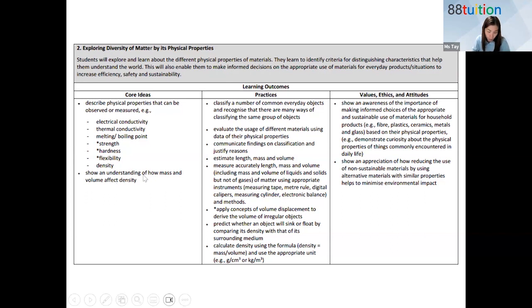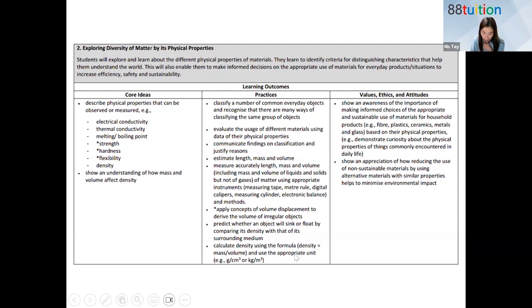So after that, you also need to learn about density. Okay, in primary school, you talked about buoyancy, whether something can float or sink. Now you are even going to calculate density. There's a formula involved in the calculation. And if you can see the second column right at the bottom here, calculate density based on a certain formula. That's what you need to know.